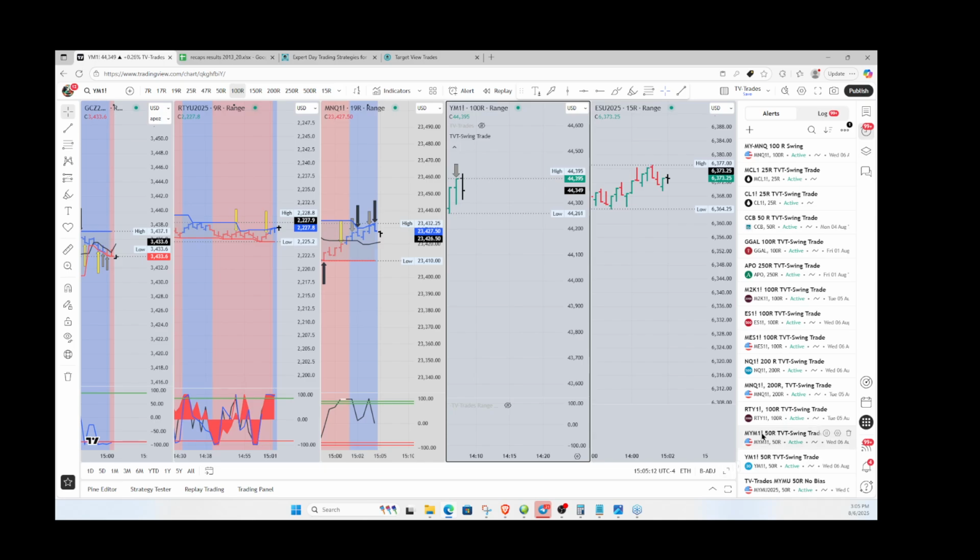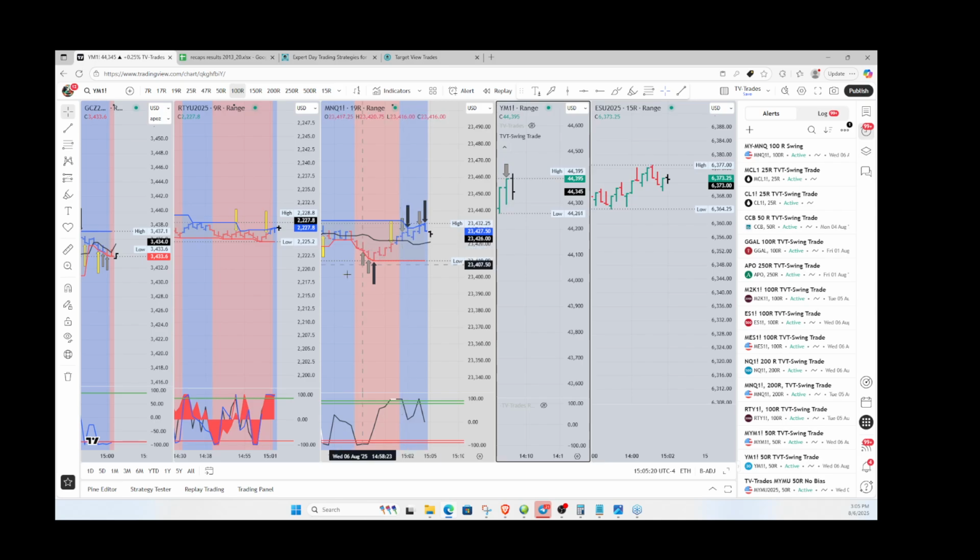Now I don't know if it's actually going to trigger anything. It could, but I don't know if it's going to. We're pretty close to a trade over here on the NQ right now. We don't have one yet, but we're pretty close to a trade there.